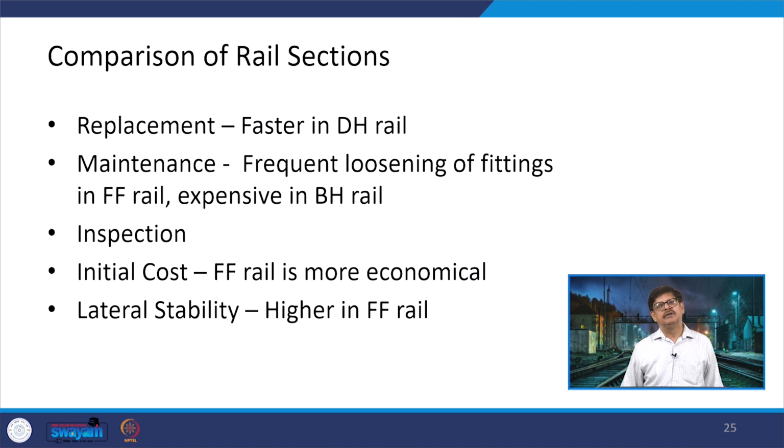And finally, the lateral stability. The lateral stability is higher in the case of flat footed rail because of the higher base provided in this type of section. With this, we close this discussion. We discussed the functions and requirements of rails. We talked about the standard rail sections, the quality of rails, the rail sections recommended on the Indian Railways, and the comparative assessment of the different rail sections.